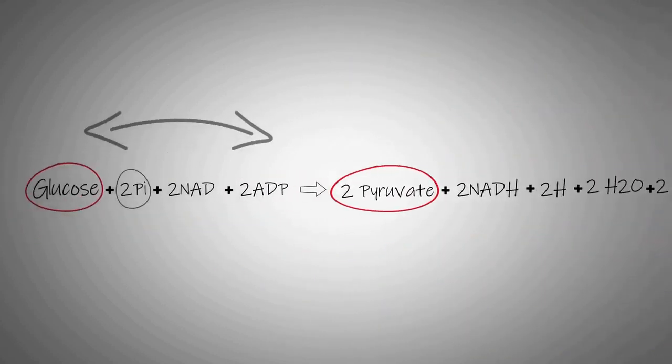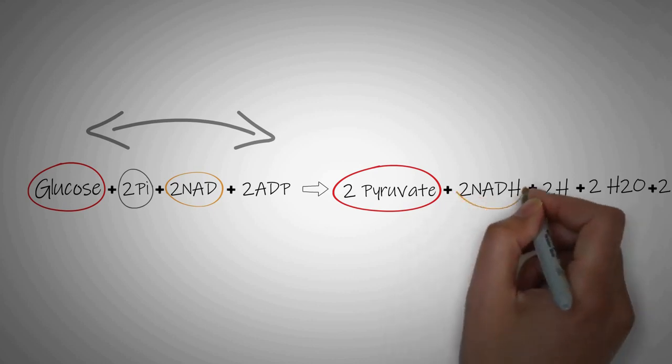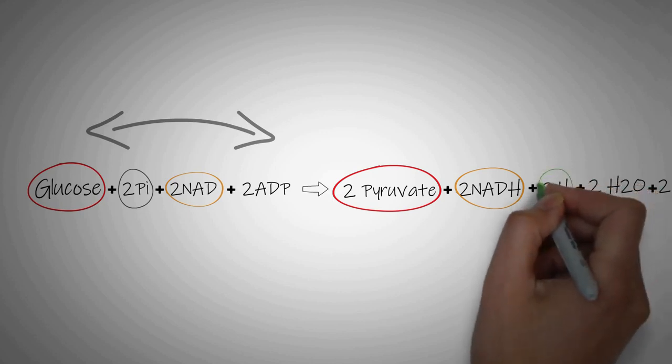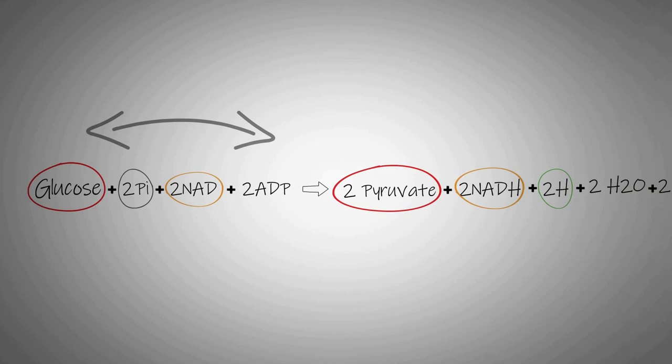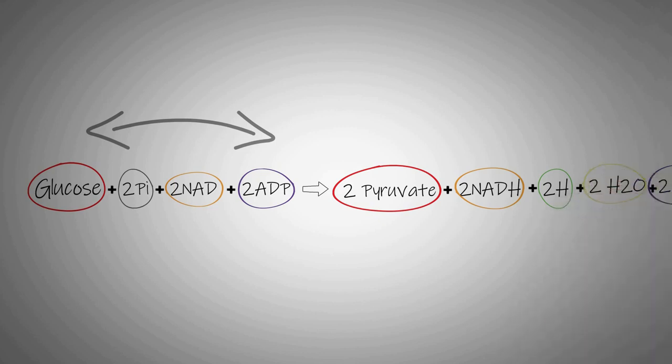2 NAD are used in this reaction which accept hydrogen and get reduced to NADH, which is subsequently used in the electron transport chain to make more ATPs. 2 hydrogen ions are produced here in this oxidation reduction reaction. 2 ADPs are converted to make 2 ATPs. These 2 molecules of water are produced in the dehydration reaction of 2-phosphoglycerate to phosphoenolpyruvate, and this gives us the final reaction of glycolysis.